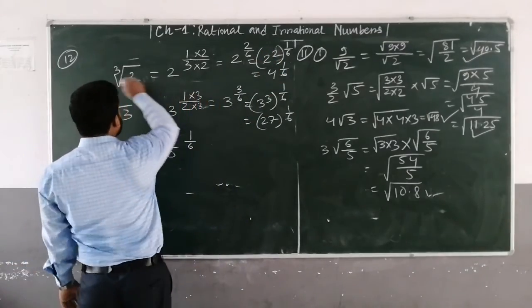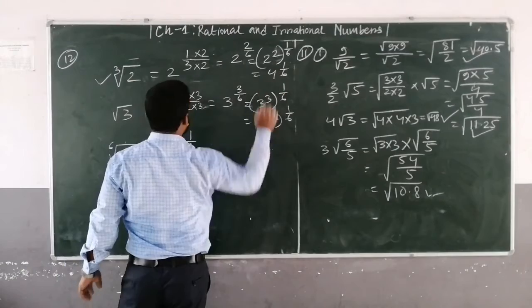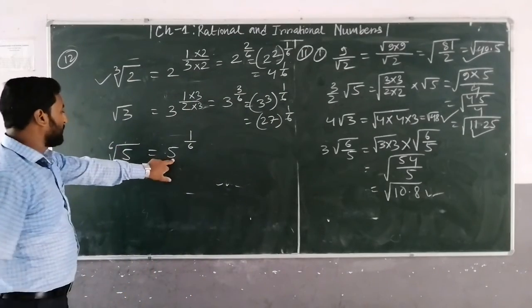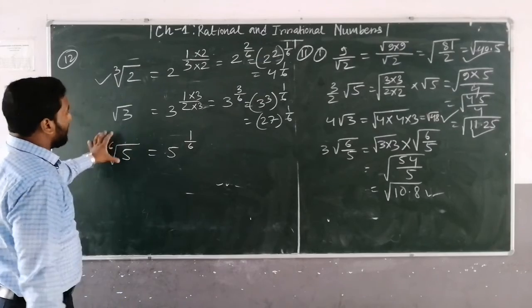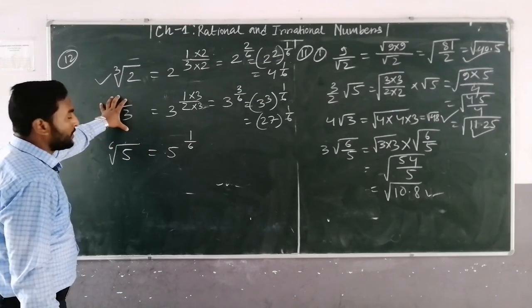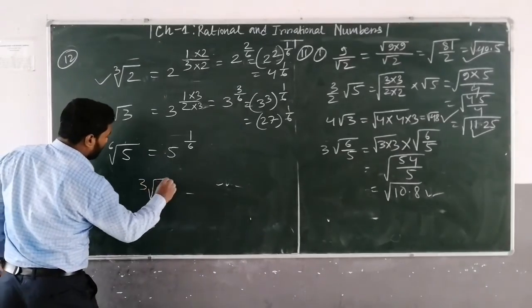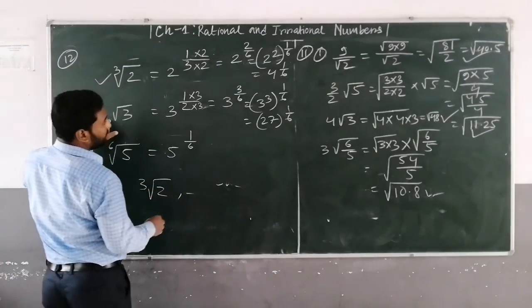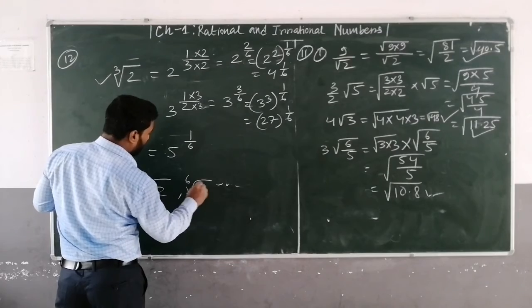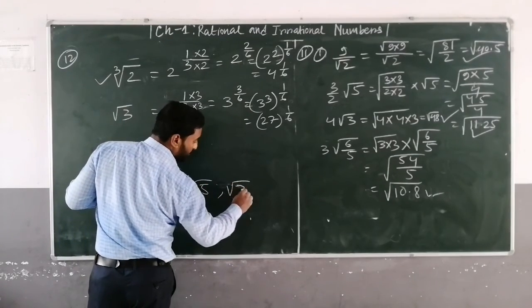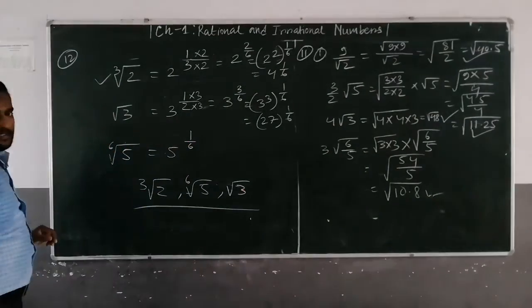So the smallest is this one: 4 to the power 1 upon 6, this is the smallest. After that 5 to the power 1 upon 6, this one. After that this one, that is root 3. Okay, so in this way, it means cube root 2, then 6th root of 5, then under root 3. So this is the ascending order.